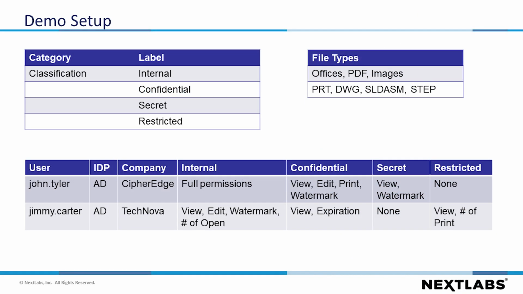In this demo, the classification categories are configured with the labels internal, confidential, secret, and restricted. 2 Active Directory users are included: John Tyler, whose company is Cipher Edge, and Jimmy Carter, whose company is Technova. The demo incorporates multiple file types, including Office documents, PDFs, image files, and CAD formats.